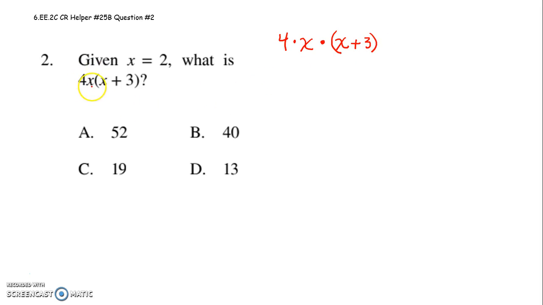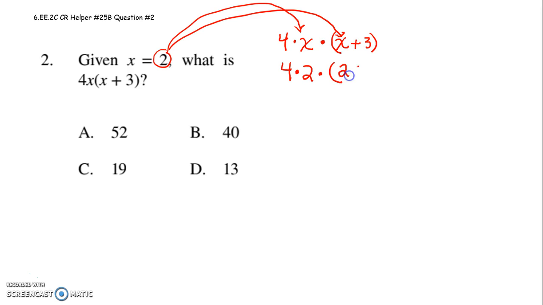This is not a multiplication symbol. Now you can see these are actually x's. So we're just going to take 2 and substitute that in place of each x. So that means 4 times 2 times, within parentheses, 2 plus 3.